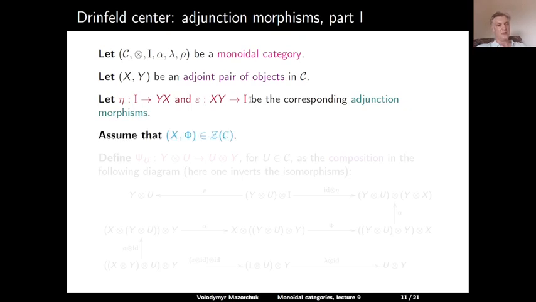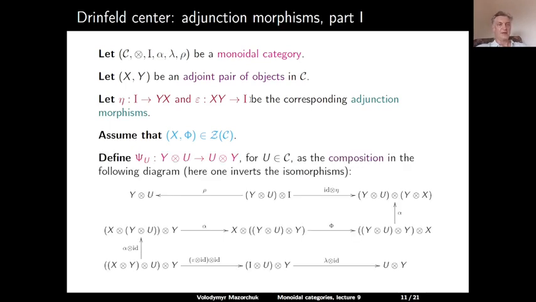Assume that we have an object x, phi in the Drinfeld center. So we want to construct an adjoint object to this object x, phi. So define psi, and psi will be a natural isomorphism from y tensor with something to something tensor y. So we define this psi via its evaluation at some object u in C as decomposition in the following very long diagram.